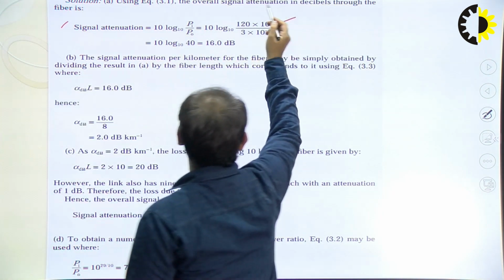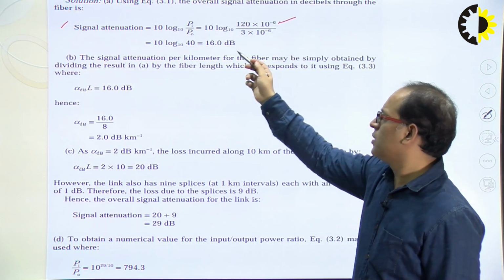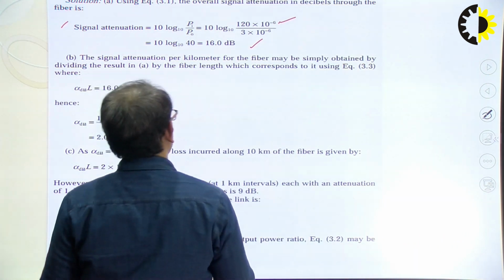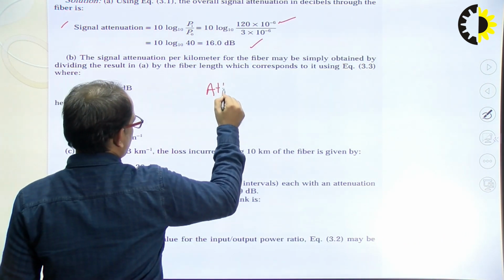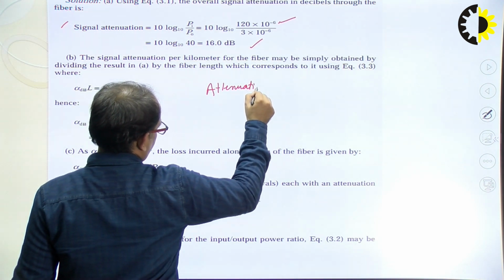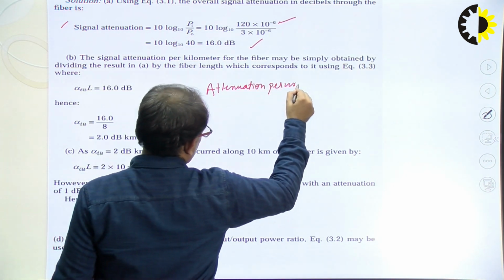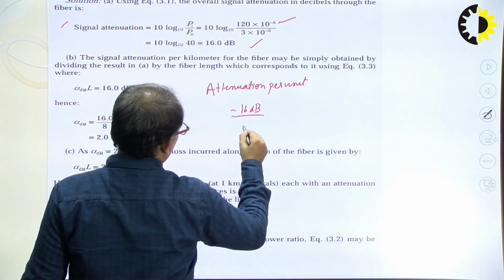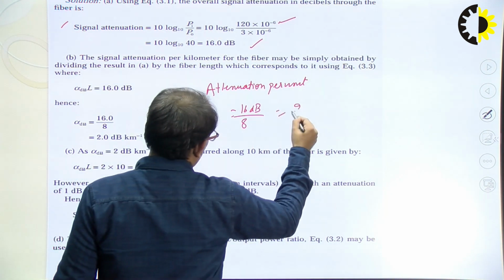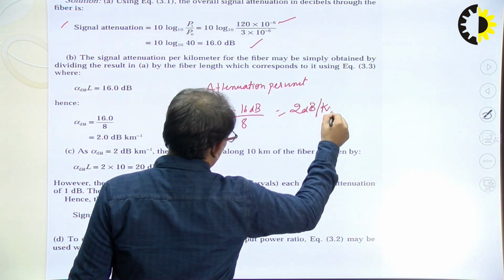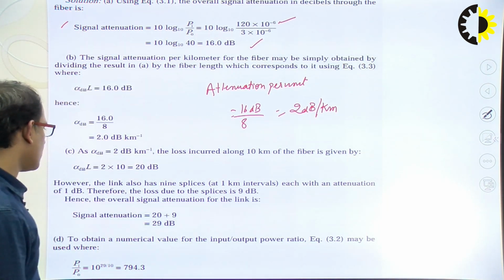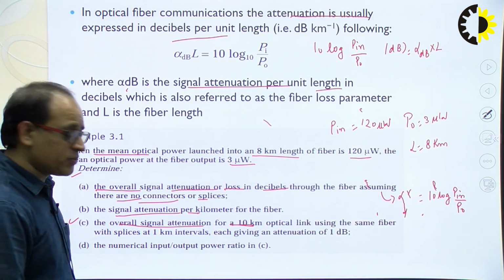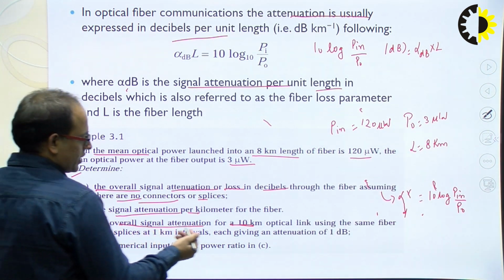As we say that P in is equal to 120 microwatt divided by 3 microwatt, you will get the total attenuation equal to 16 dB. Now if I want to calculate the attenuation per unit length, just divide the total attenuation by the total length of the optical fiber cable, that is equal to 2 dB per kilometer. Clear? Now the third part is I have to calculate the signal attenuation for 10 km.